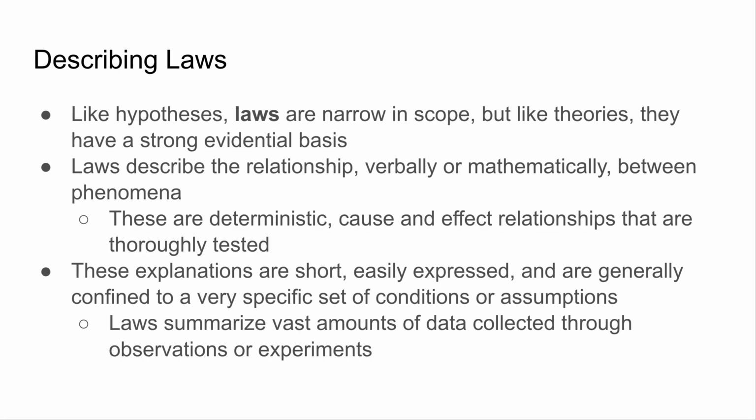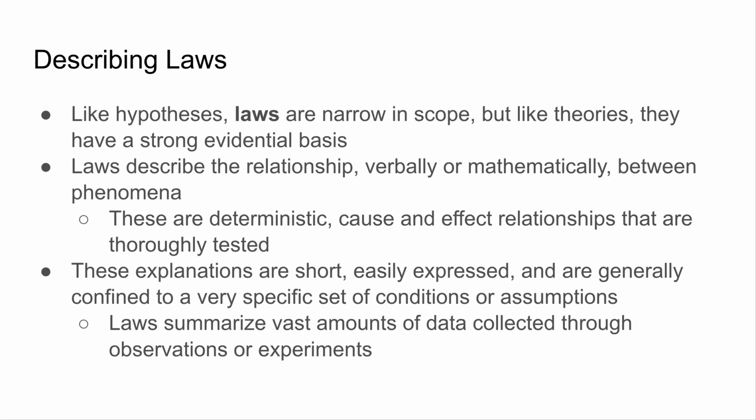Like if you increase the volume of a gas's container, you will likely decrease the pressure if the temperature remains the same. Those three things are combined together in ideal gas law, P1 V1 over T1 equals P2 V2 over T2. So if you change one of them, the others have to change in response. It's deterministic. And that's why oftentimes these are mathematical, because we can put numbers onto them very easily. A law is often very short, it is often very easily expressed, and it's also often confined to a very specific set of conditions or assumptions.